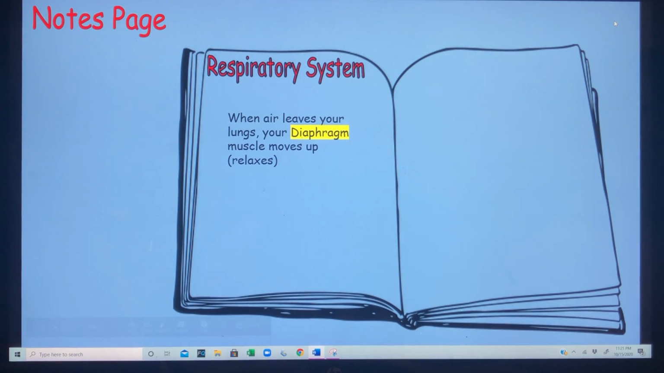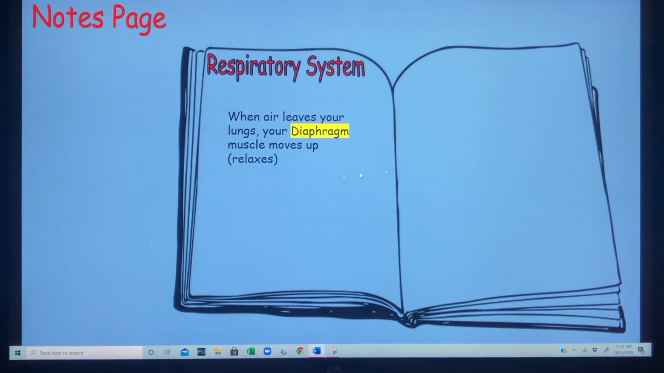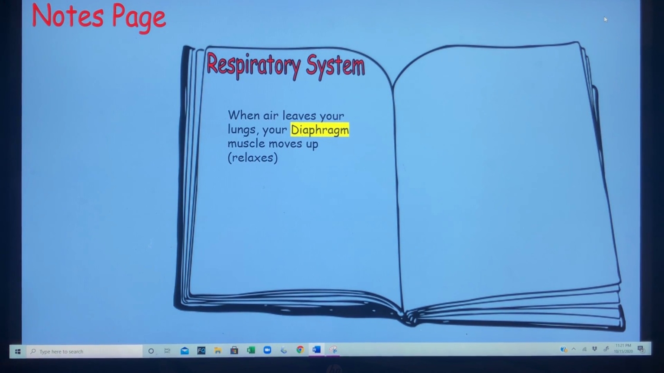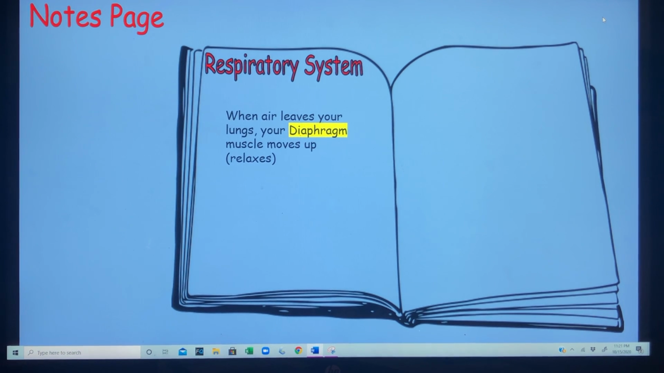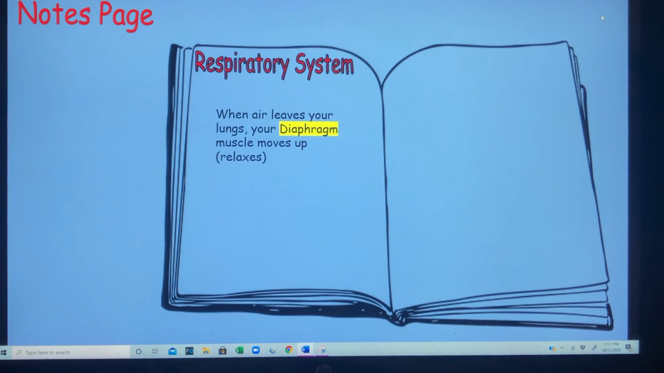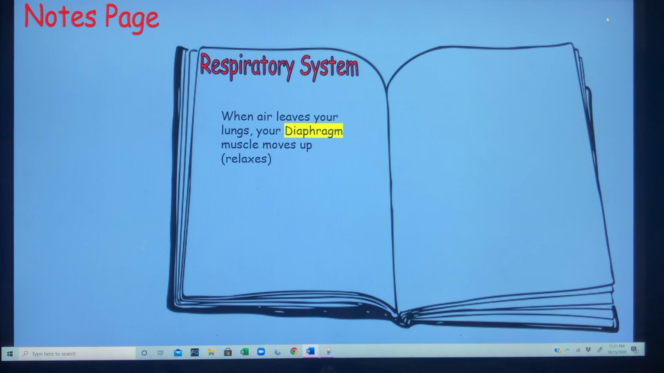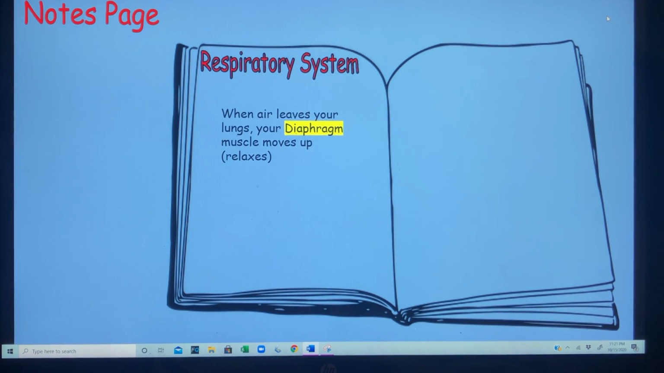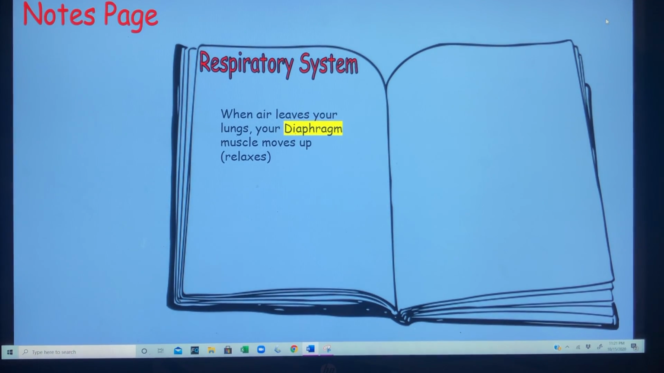So for your entry for your notebook, please write down, when air leaves your lungs, your diaphragm muscles move up. They are relaxing. We learned in the muscular system that muscles relax and contract, and we see that here now with the diaphragm. That's the large muscle that aids in respiration.